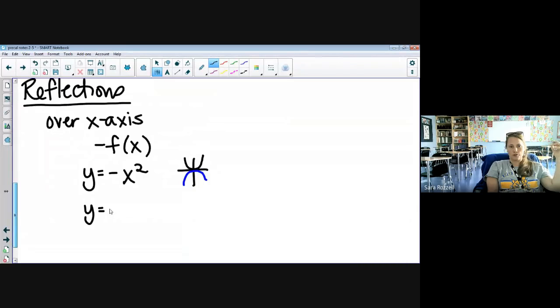We'll do a square root graph. We'll flip that over. Negative square root of x. This is the normal square root of x graph. This is the negative one. I just flip it over the x-axis.